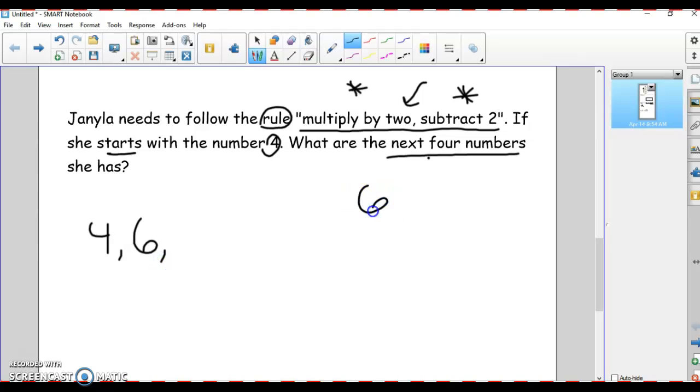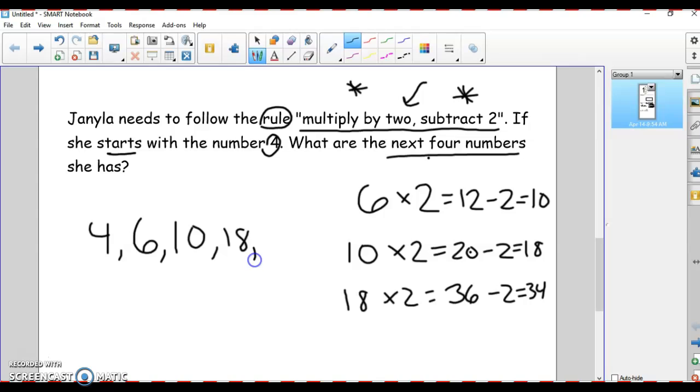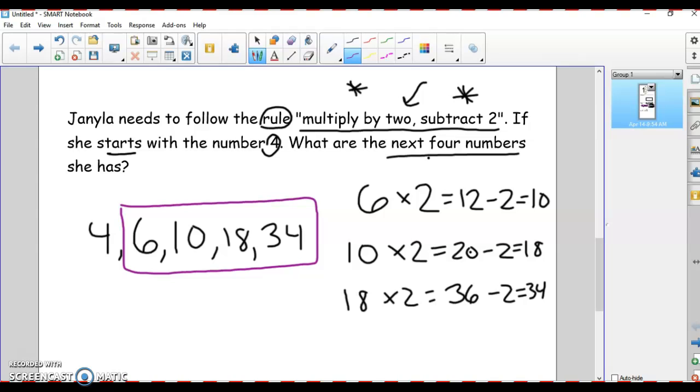To find the second number, we have to multiply 6 times 2, which is equal to 12, and then take away 2 to get 10. That's going to be the next number in our pattern. Then we'll take 10, multiply it by 2 to get 20, and then subtract 2 to get 18. And then we'll take 18, multiply it by 2 to get 36, and then take away 2 to get 34. These are going to be the next 4 numbers in our pattern by following this rule, multiply by 2, subtract 2.